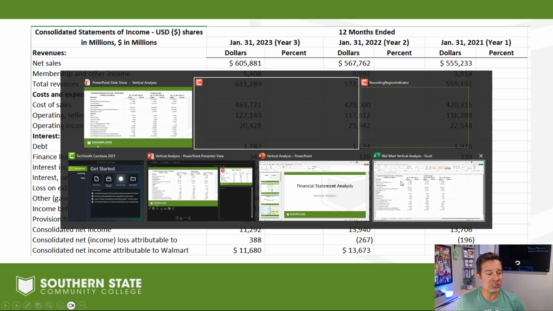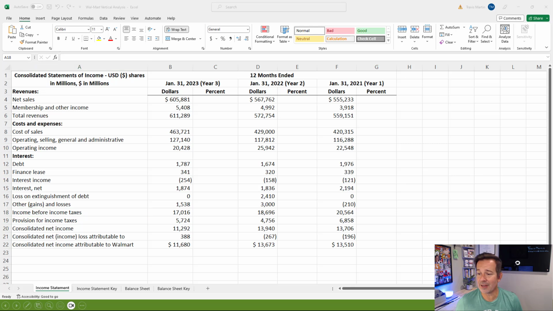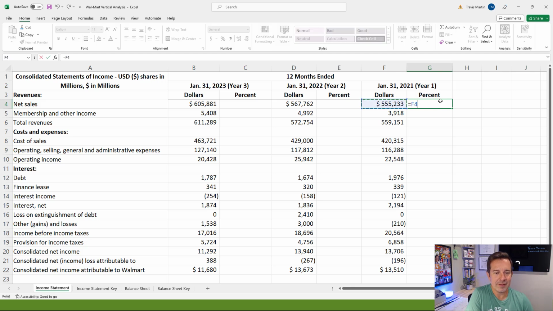So let me pull up our spreadsheet here. There we go. You can see that okay. We'll start on year 1. We have year 1, year 2, year 3. You can see the income statement information right there. We'll zoom in a little bit so we can see better. And we're dividing every line on the income statement by total revenue. Okay? So we'll start right here at the top. Net sales. I'm going to divide that by total revenue.